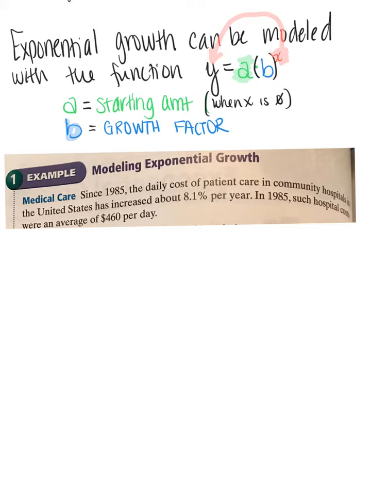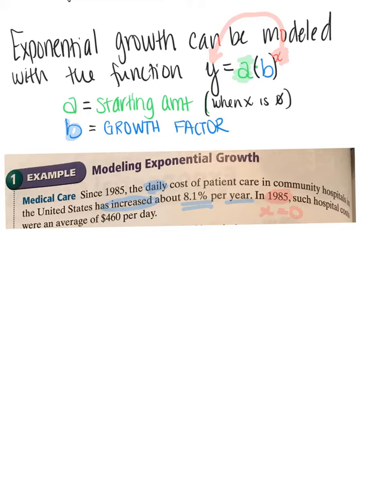Since 1985, the daily cost of patient care in community hospitals in the United States has increased about 8.1% per year. In 1985, is that my a, my b, or my x? Well, x is generally time. So we're talking about since 1985. Oh, yeah, okay, this is x when x equals 0. So in 1985, such hospital costs had an average of $460 per day. Okay, so in 1985, hospital costs averaged 460.